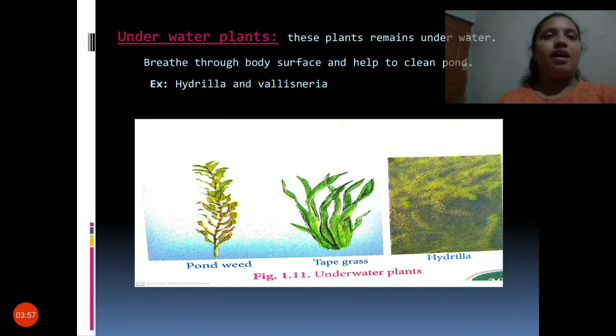They remain underwater. Then how will they breathe? They'll breathe through the body surface, and they have a narrow, leaf-like structure. They breathe through the body surface, and these will help to clean the pond. Examples: hydrilla and Vallisneria. These plants we can most commonly observe in aquariums.